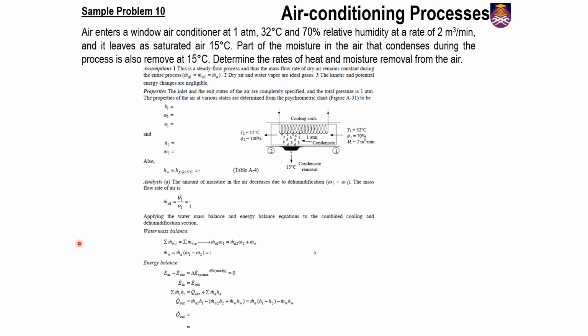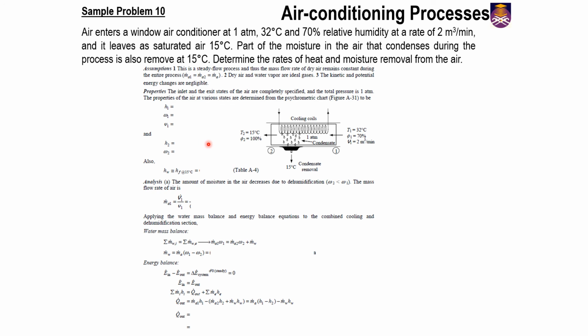And now based on this energy balance equation, you will be able to find the mass of condensate removal from the system. So omega 1 minus omega 2 times the mass flow rate of the air will give you the water mass balance, the amount of water that condenses out from the system.